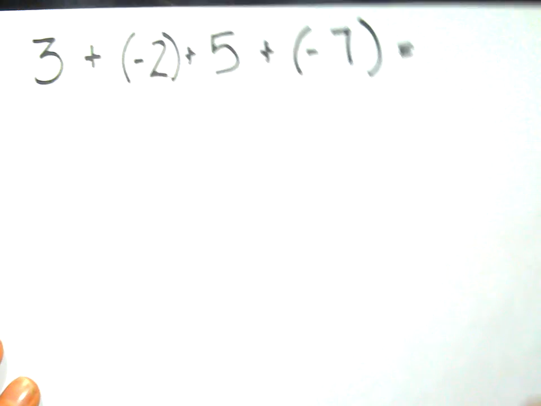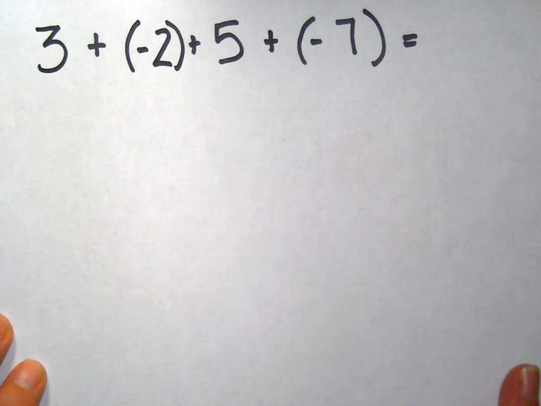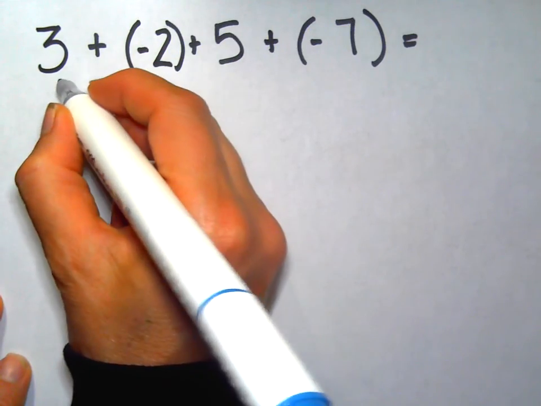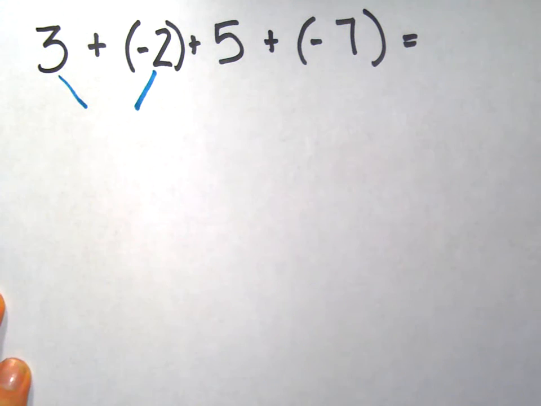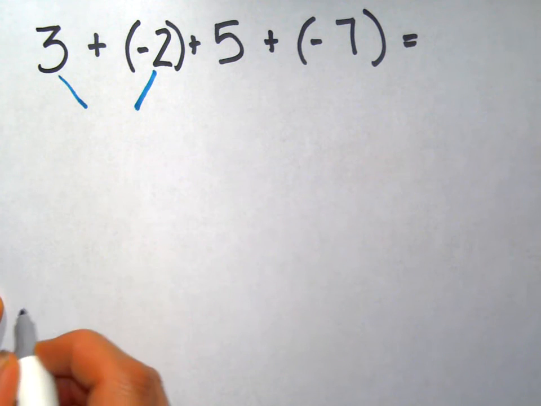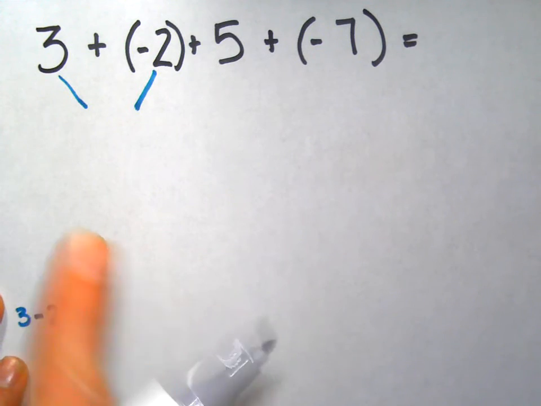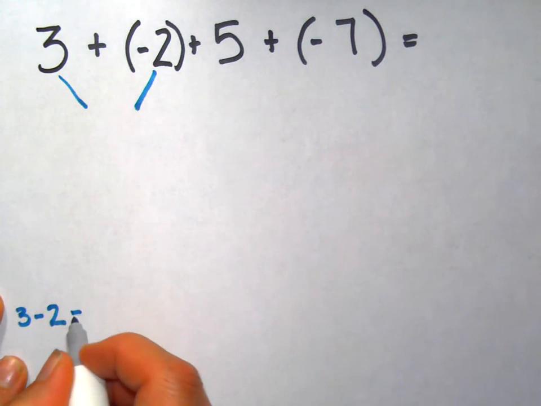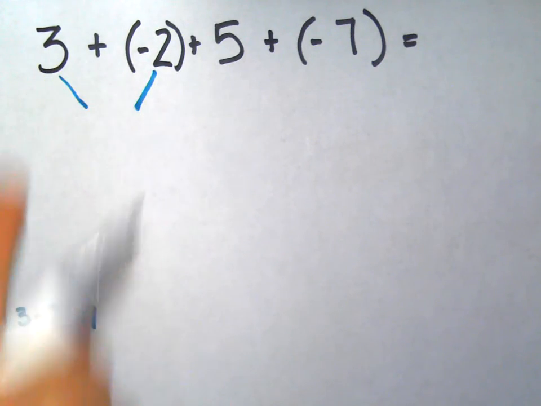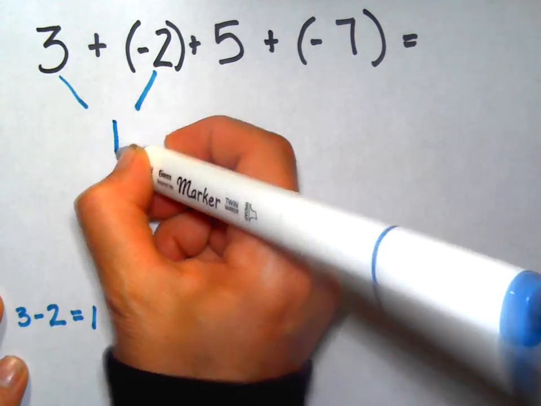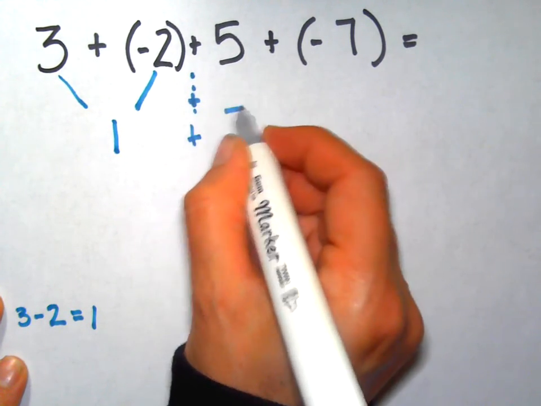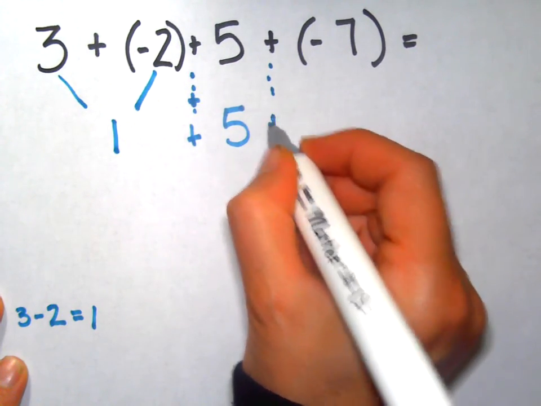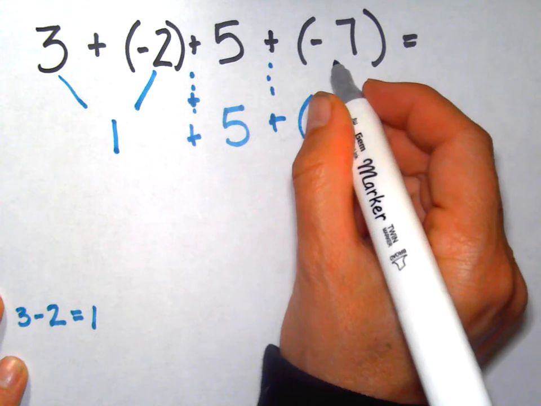Last one. This one is the most exciting one we have done yet because we are going to add 4 integers. All right. Just start with the first 2. 3 plus -2. It's the same thing as 3 minus 2, but I can also just take those absolute values and subtract them from each other. This number is further from 0. I'm going to keep that 1 positive. Drop down, drop down the 5, drop down the plus -7. All of it just drops down.